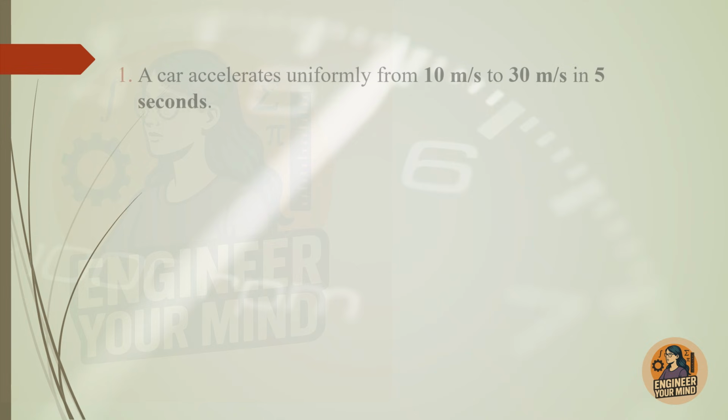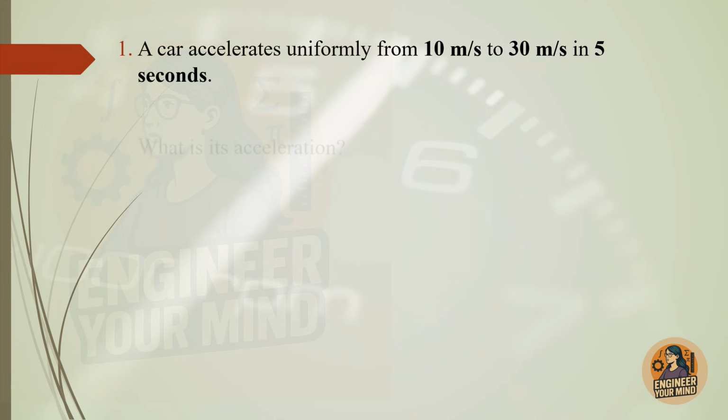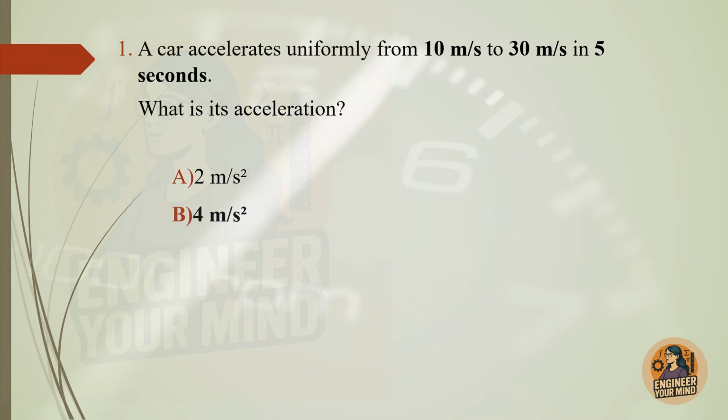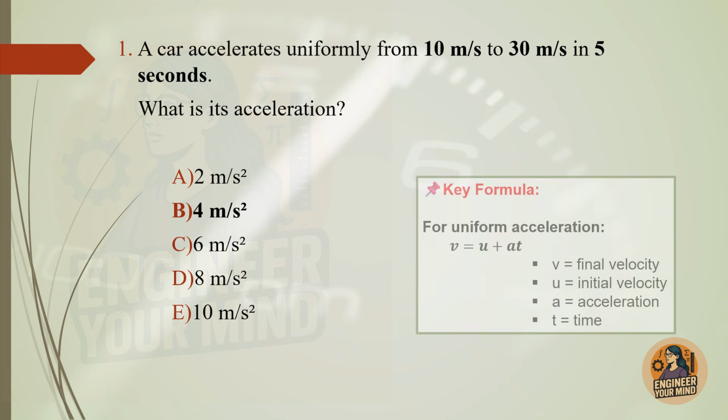Let's solve this physics question step by step. A car accelerates uniformly from 10 meters per second to 30 meters per second in 5 seconds. We are asked to find its acceleration. Step 1. Recall the correct formula. When motion has uniform acceleration, we use the kinematic equation. Final velocity equals initial velocity plus acceleration multiplied by time. In simple form, v equals u plus at.